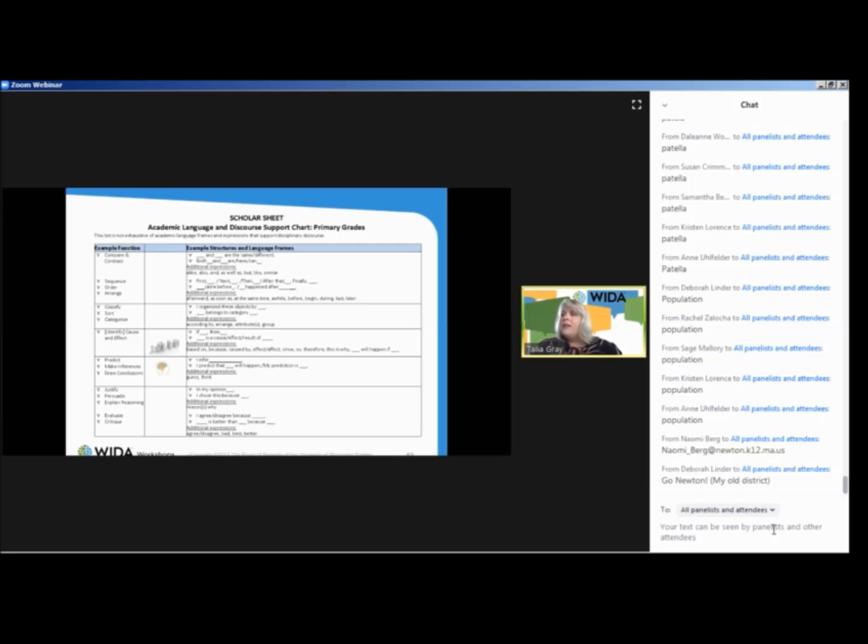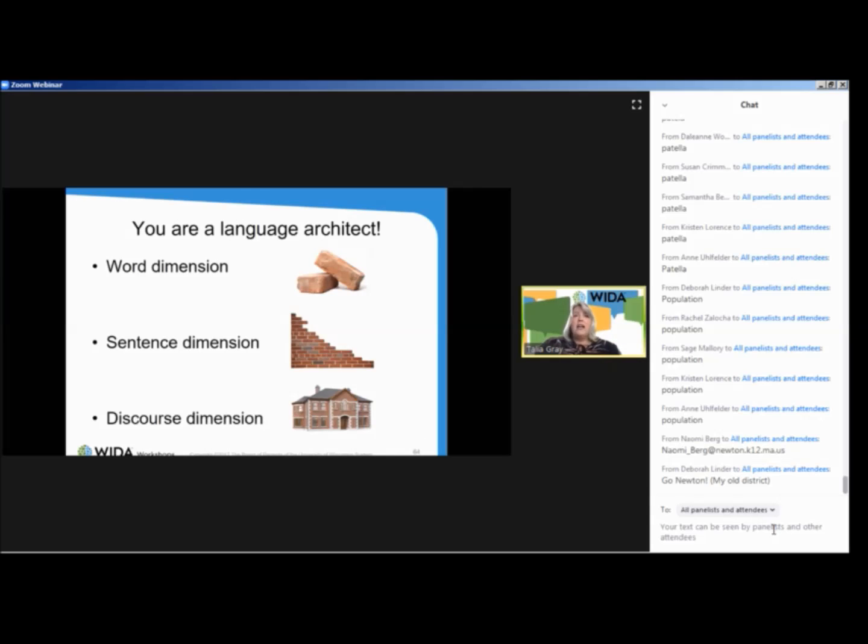So all of that to say, we are language architects. If you're thinking about being a language architect, that word dimension is your bricks. Sentence dimension, that's your brick and mortar. Some of the walls are starting to come together. Now, the discourse dimension is the entire house, the bathrooms, the fridge, the curtains, the rugs, everything.